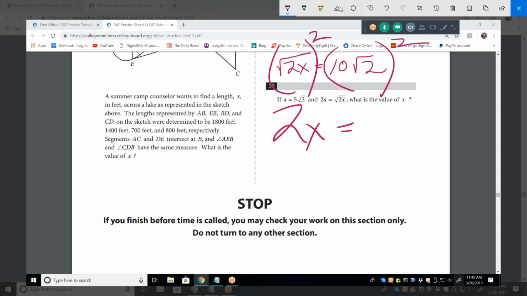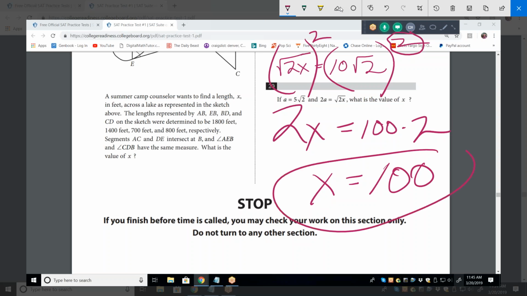Now square the right side. You have to square both numbers. That 2 applies to both the 10 and the root 2. What's 10 squared? 100. And what's the root 2 squared? Just 2. Now, what's the last step? So it would be 2x equals 200. x equals 100. Correct. And that's how you do it. Okay. All right.